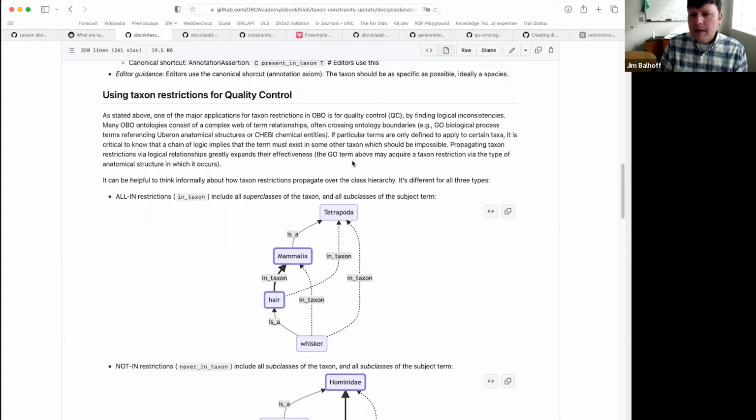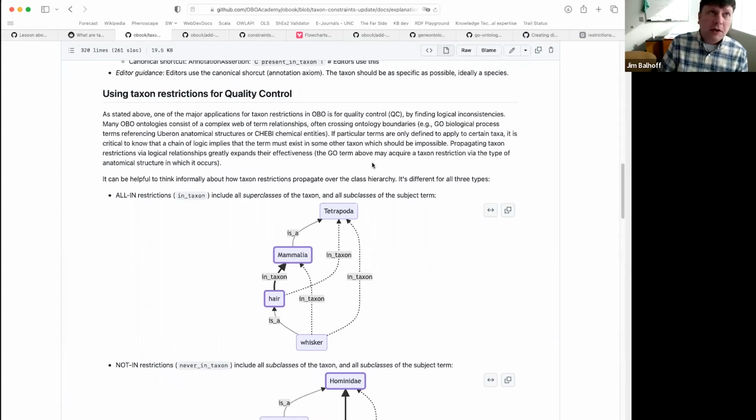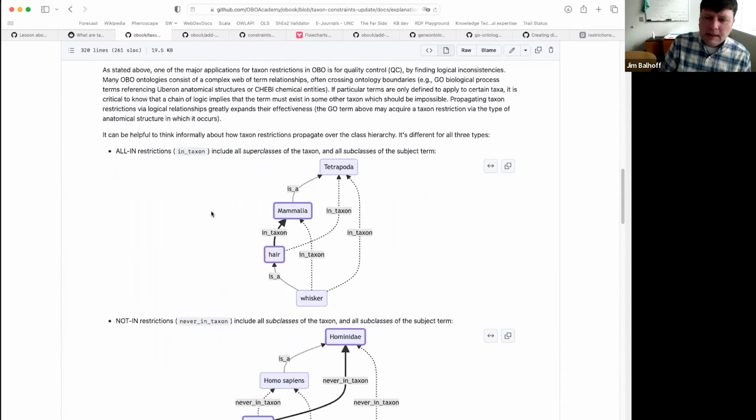And so the taxon restrictions help us manage that. But it's really to know mentally how they're going to apply. It's good to think about how they propagate in the ontology and look over the class hierarchy. An in-taxon restriction is going to also apply to all the superclasses of the taxon and all the subclasses of the subject term. So let's just say you have this ontology that says whisker is a subclass of hair.